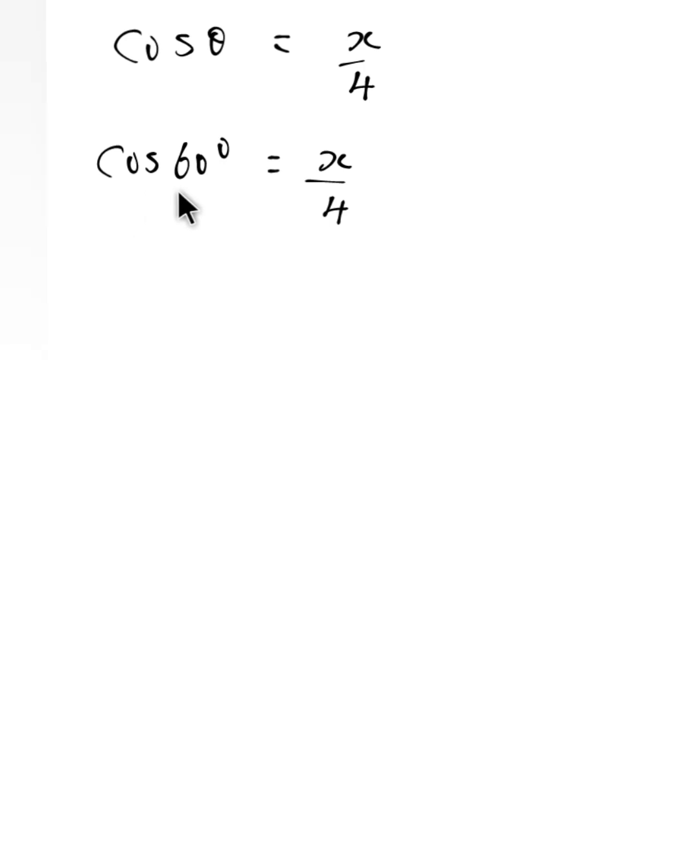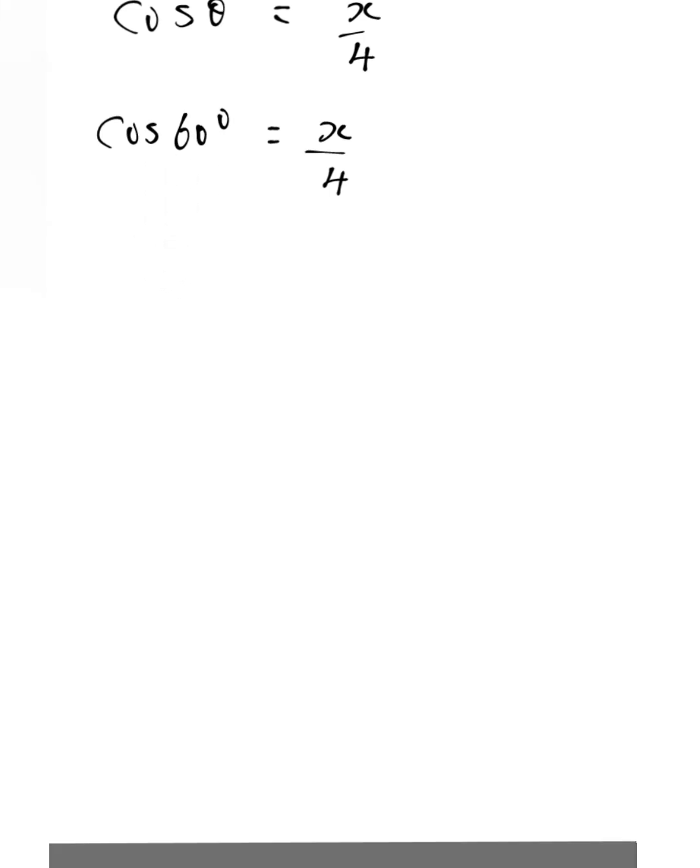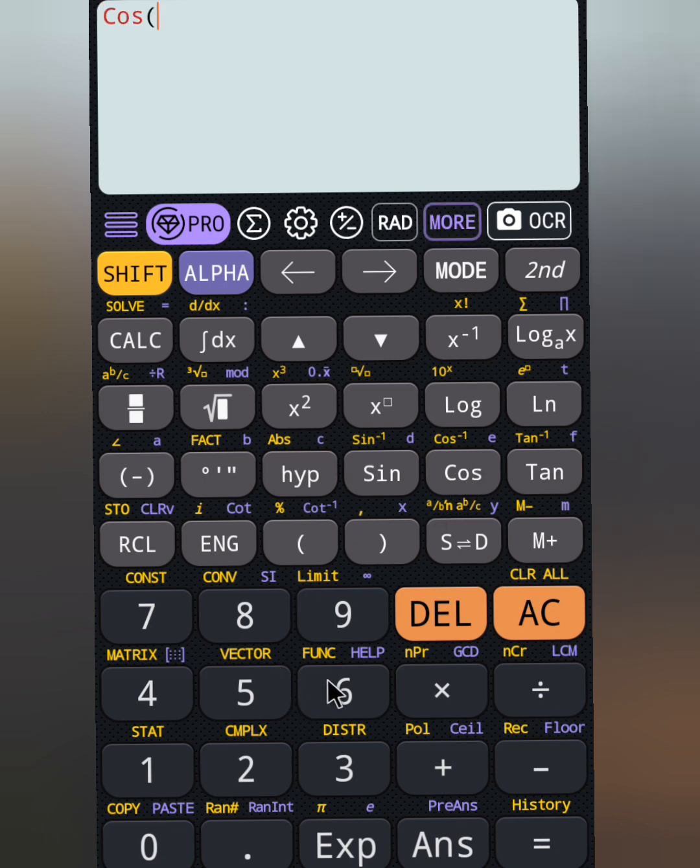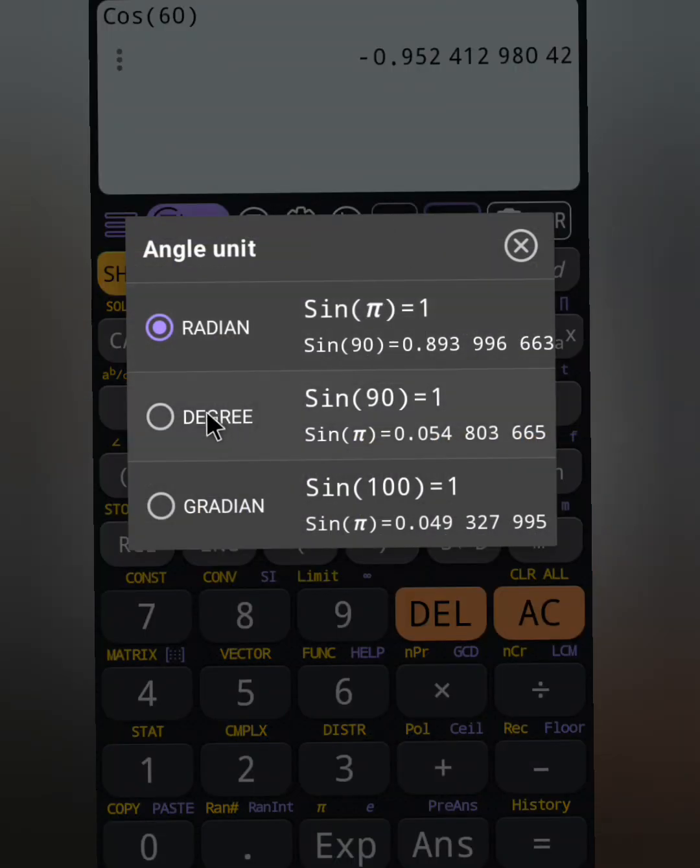What is cos 60 degrees? At this point, let's move over to the calculator. Cos 60 degrees. Before taking the answer, we should always make sure that this is in degree. The calculator right now is in radian. RAD is radian. Click on it and put it in degree. Very important.